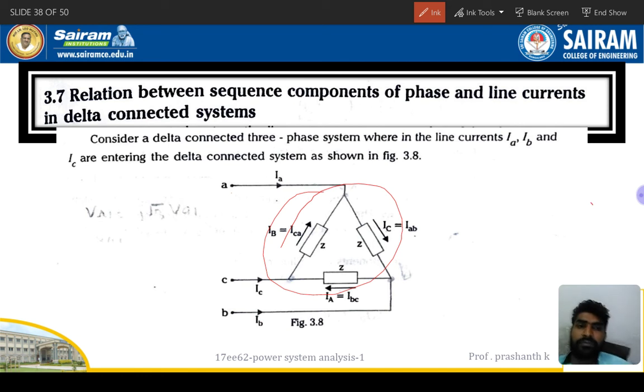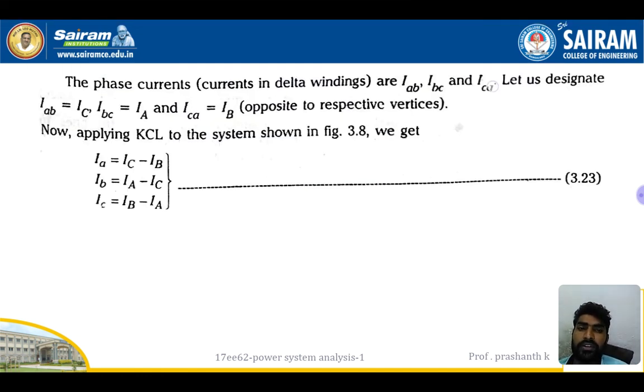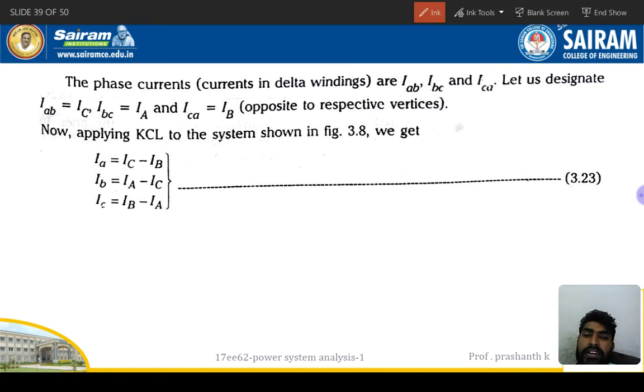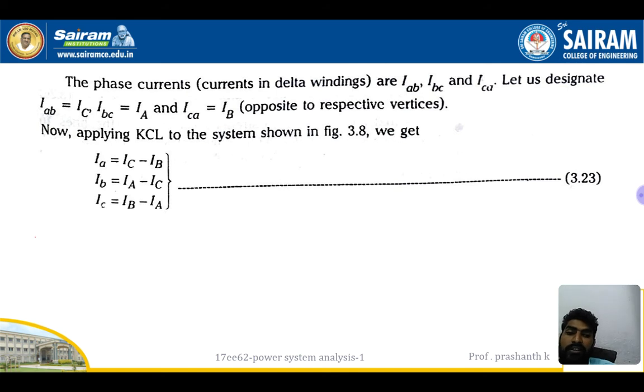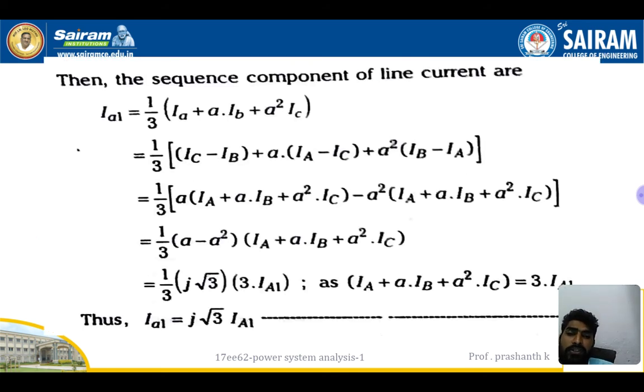Let's start with the diagram. For the phase currents in the delta winding IAB, IBC and ICA, let us designate IAB as IC, IBC as IA, and ICA as IB. Already we solved this for voltages. IA is equal to IC minus IB, IB is equal to IA minus IC, IC is equal to IB minus IA from the previous diagram. Applying KCL to the node of IA, IB and IC, you'll get the equations like this. The sequence component current is IA1 equal to 1 by 3 of IA plus a IB plus a square IC. So finally we got the equation.